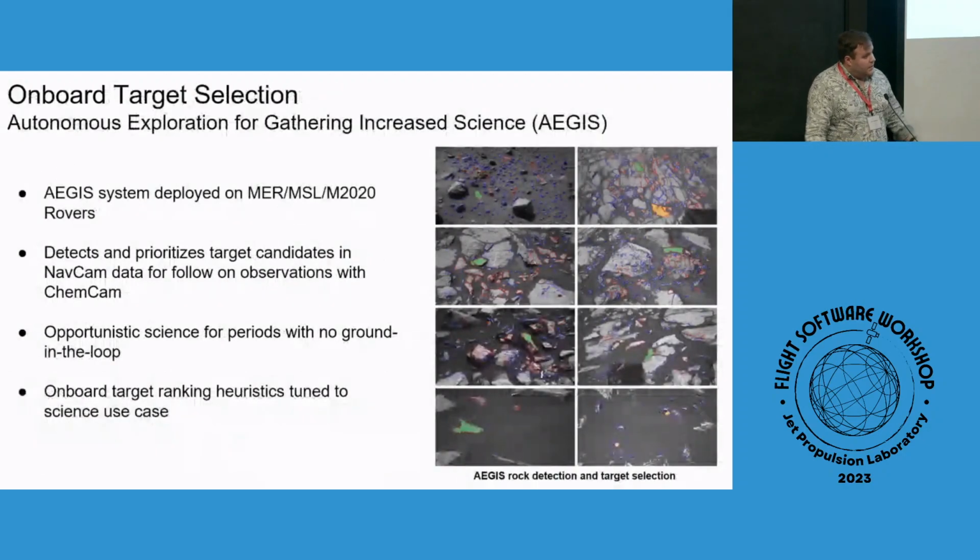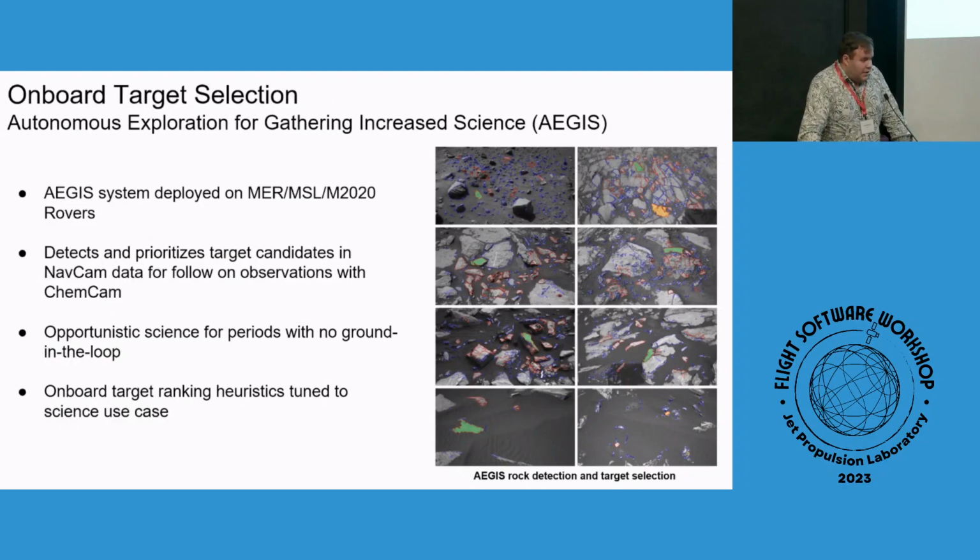Another one that we've deployed, this was on MER, MSL, and Mars 2020. It's a system called AEGIS that our group developed. This is basically finding the rocks in an image and then shooting the best rock with the ChemCam laser. Best is a can of worms. We can get into that at a different time.